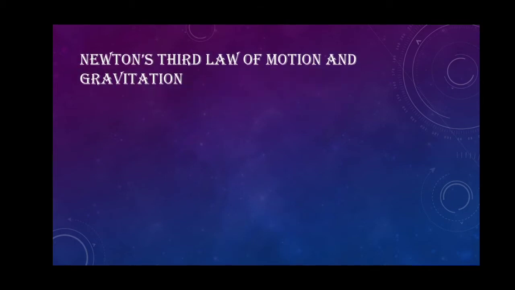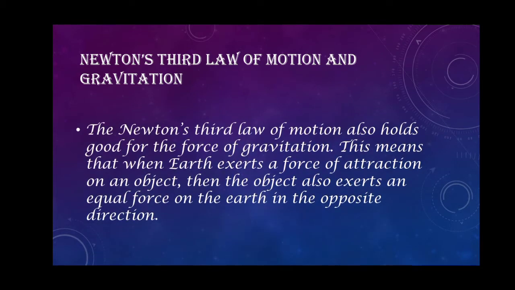Newton's third law of motion and gravitation. Newton's third law of motion says that if an object exerts a force on another object, then the second object exerts an equal and opposite force on the first object. Newton's third law of motion also holds good for the force of gravitation. This means that when Earth exerts a force of attraction on an object, then the object also exerts an equal force on the Earth in the opposite direction.